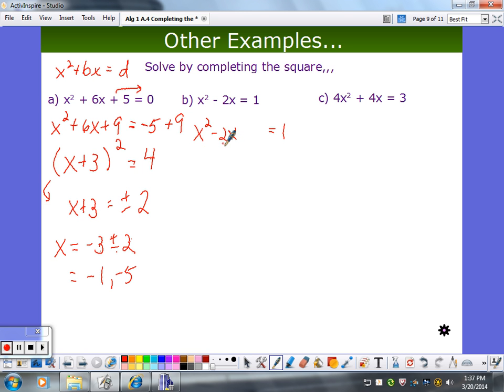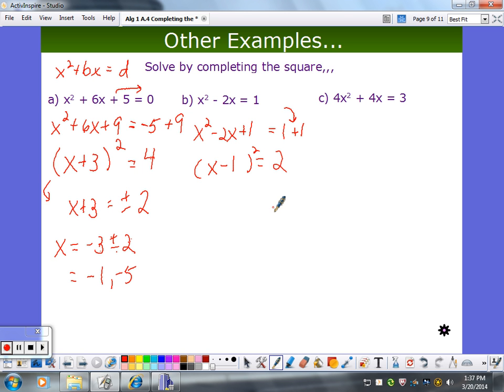What's half of negative 2? Square that. Plus 1. It's always going to be positive here. I just added 1 on this side. Add 1 on that side. Again, very common mistake is to forget to do that. And now what do I have here? x minus 1 squared, right? Equals 1 plus 1. Good. We know that much.